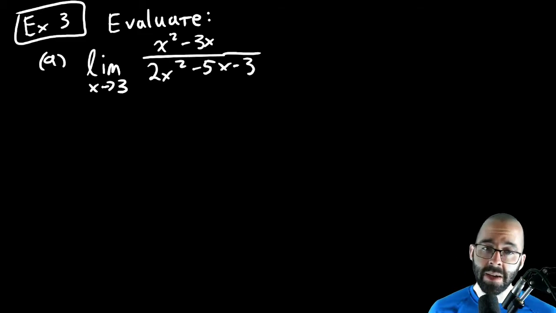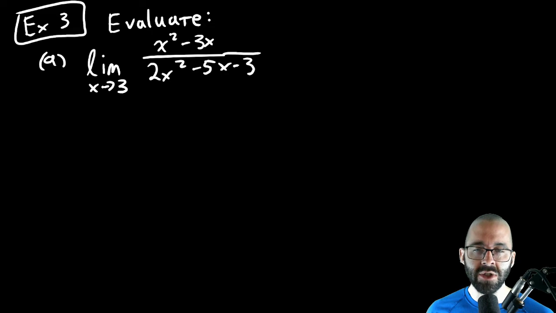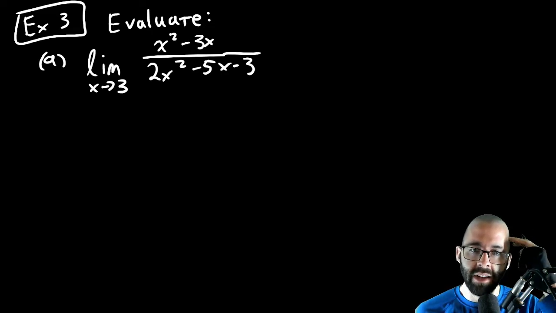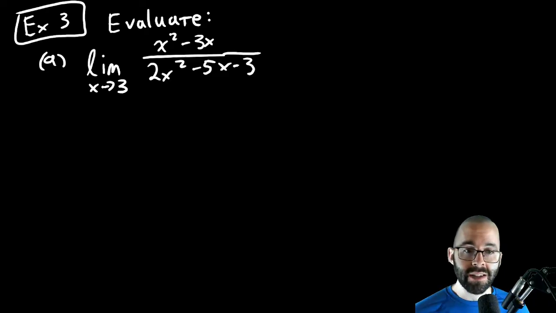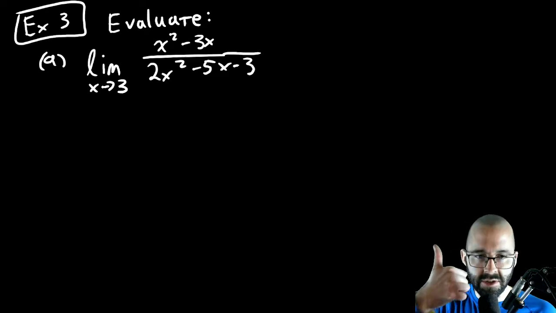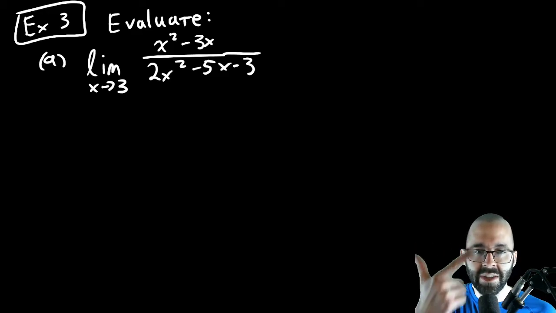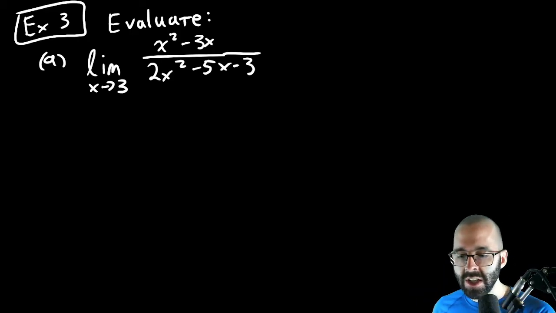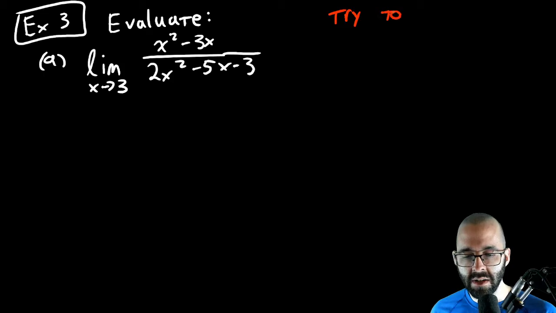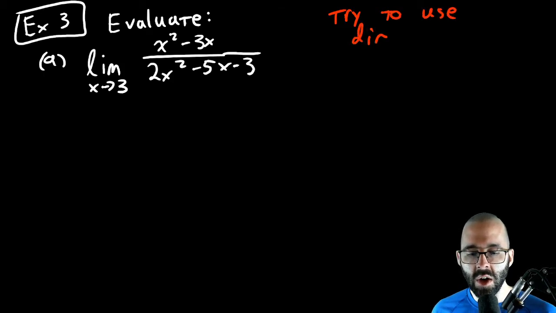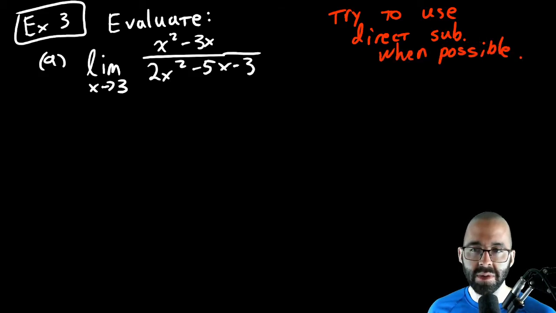Whenever you're evaluating a limit, especially if you see that it's rational, check in your mind, can I use direct substitution? If it's a rational function, you can use direct substitution if the denominator is not 0 at this place. If you can use direct substitution, use it. So try always, because that's always the quickest way of solving these problems.